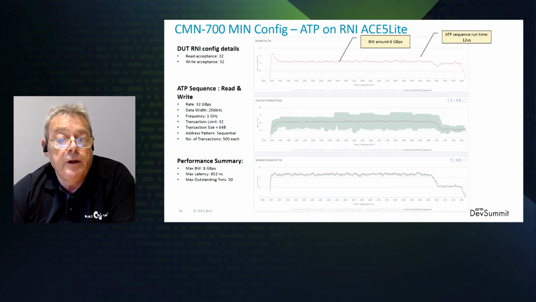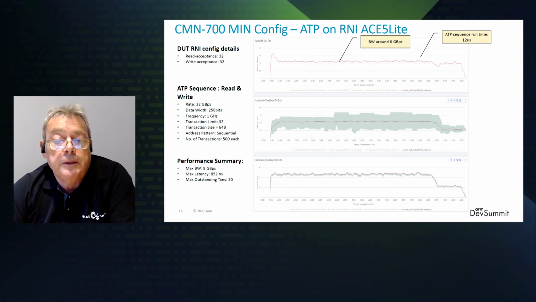And we're comparing the performance using an adaptive traffic profile performance use case, very quickly created, and then we can view the results graphically. The only difference between the minimum and max configuration in this example is the read acceptance setting, which is configured through Socrates, as David showed earlier. The first set of charts here is for a read acceptance of 32, and it illustrates three key parameters: bandwidth over time, latency over time, and outstanding transactions over time for a mixed read-write traffic use case.